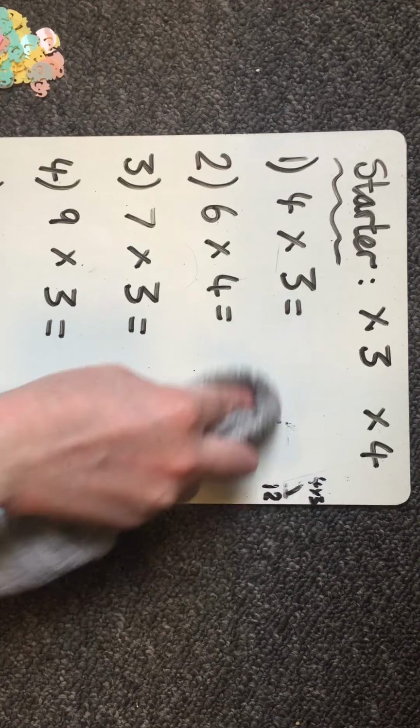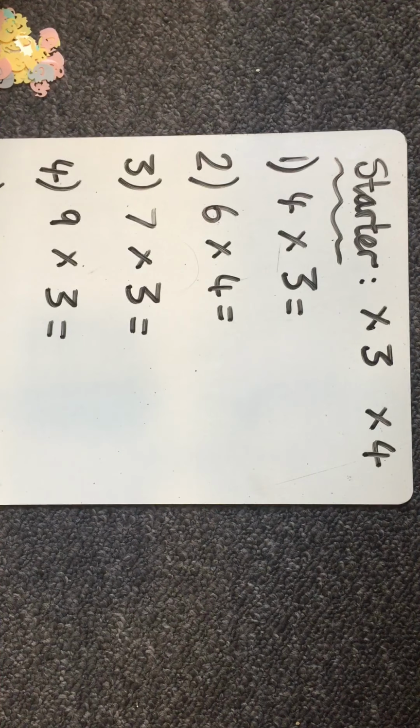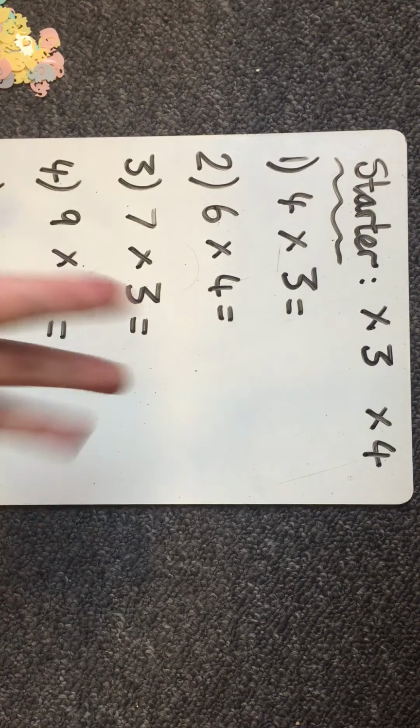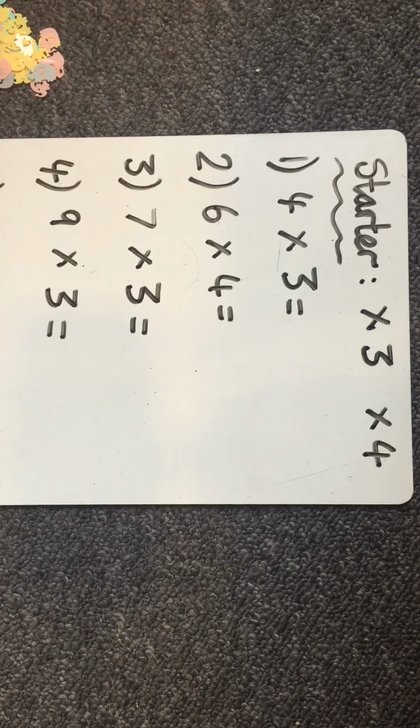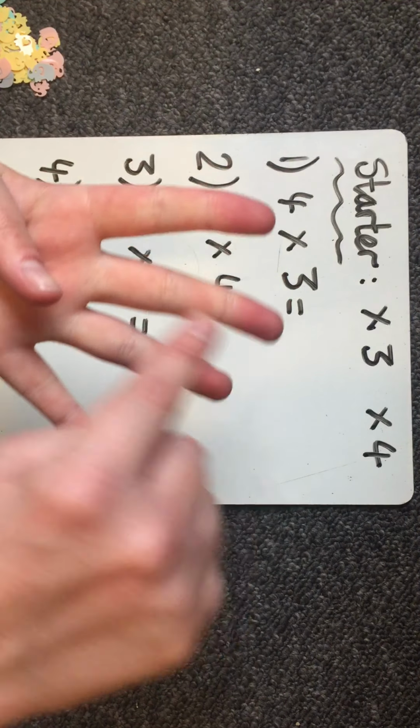I think this is the quickest one, but it's important to do the arrays, bar models, and times tables so that we understand how they work. Do you remember the other method? I'll give you a clue. Call it the finger method. So how many fingers do I hold up? 4. So these are my groups or lines.